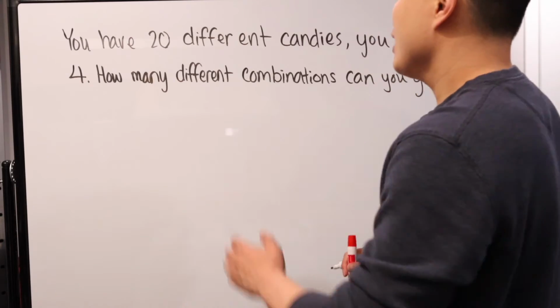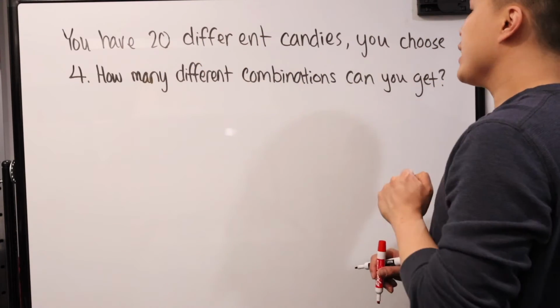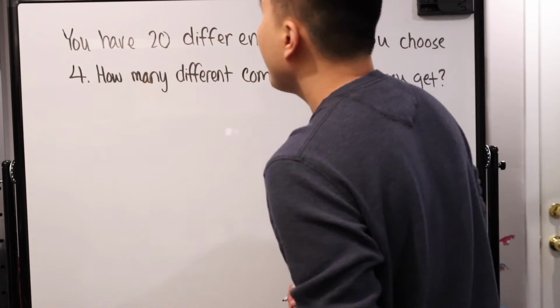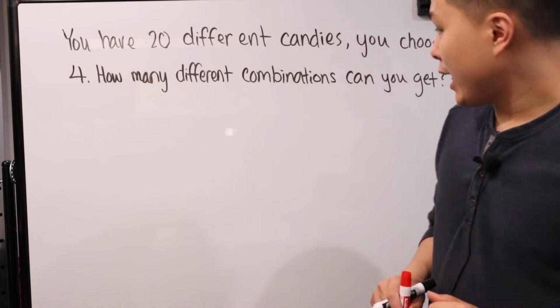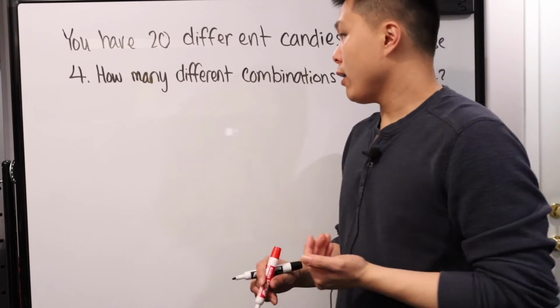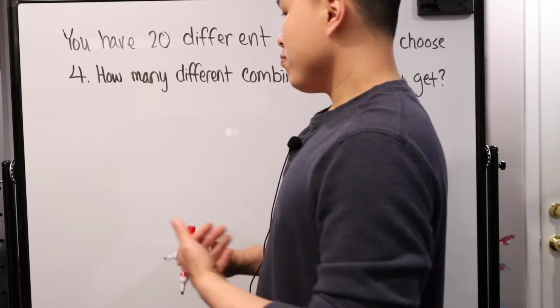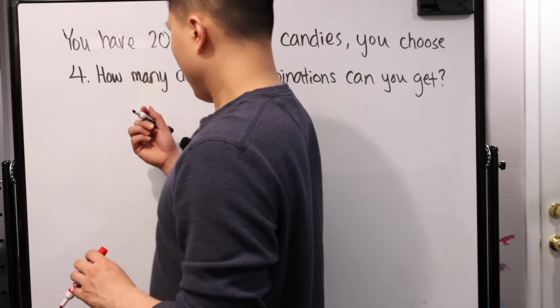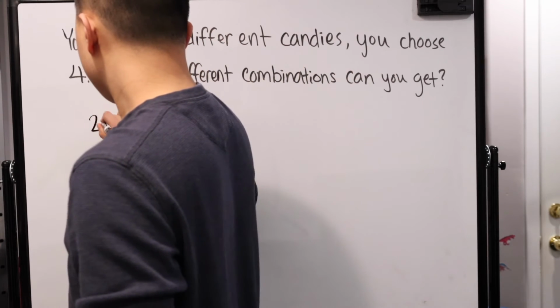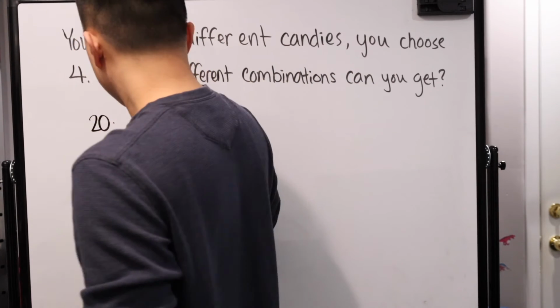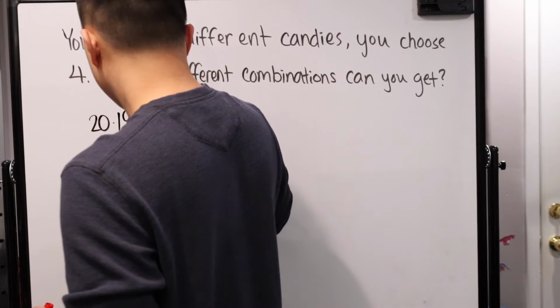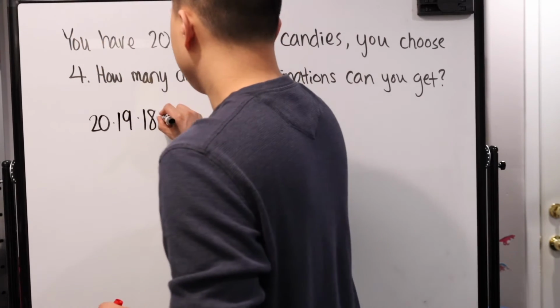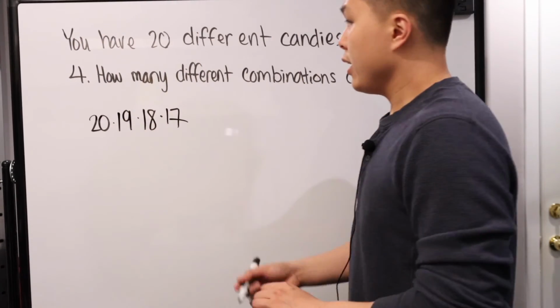All right, let's do this. So you have 20 different candies. You choose 4. How many different combinations can you get? Quite simple. Now, personally for me, I would just reason it out, right? 20. So the first possibility, 20. 19 left, that's my next possibility. 18 left, that's my next possibility. 17 left, that's my next possibility. That's all I care about.